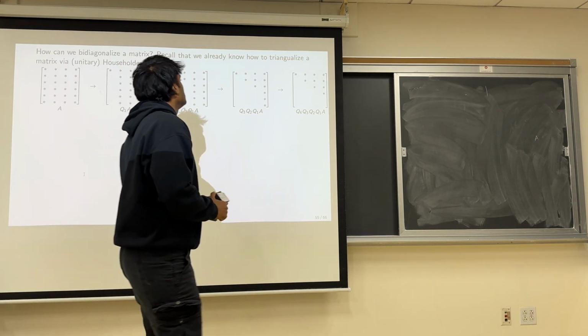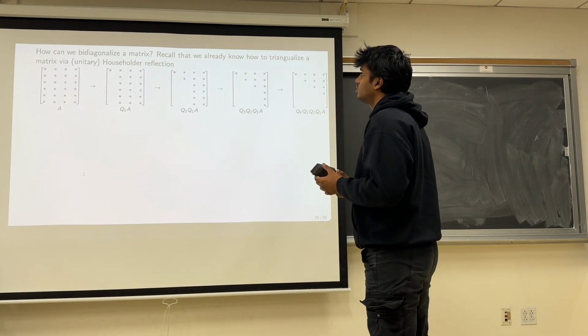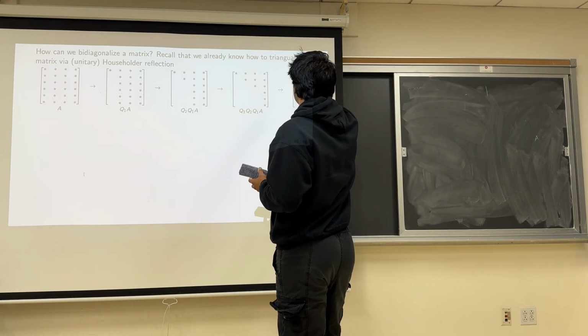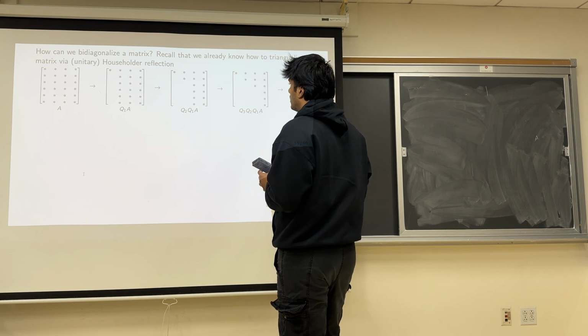So first we have to reduce it to a bidiagonal form, right? How can we bidiagonalize a matrix? Recall that we already know how to triangularize a matrix by unitary Householder reflections.